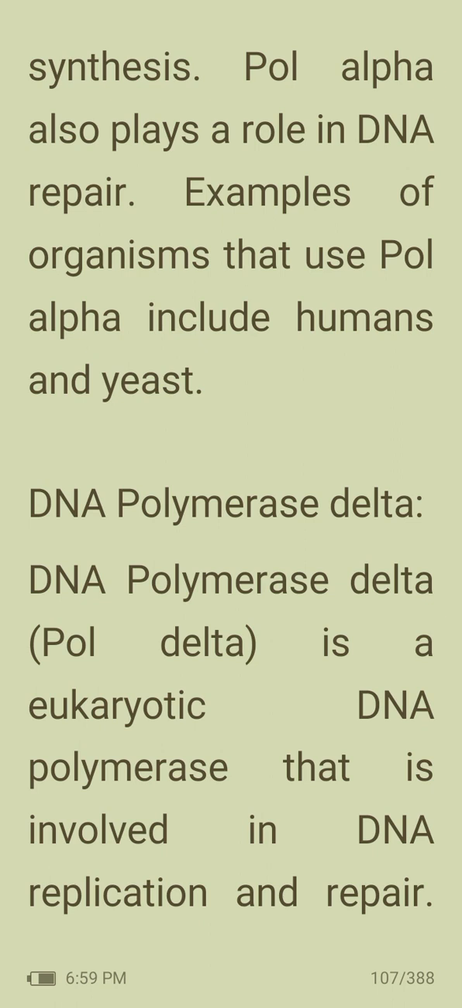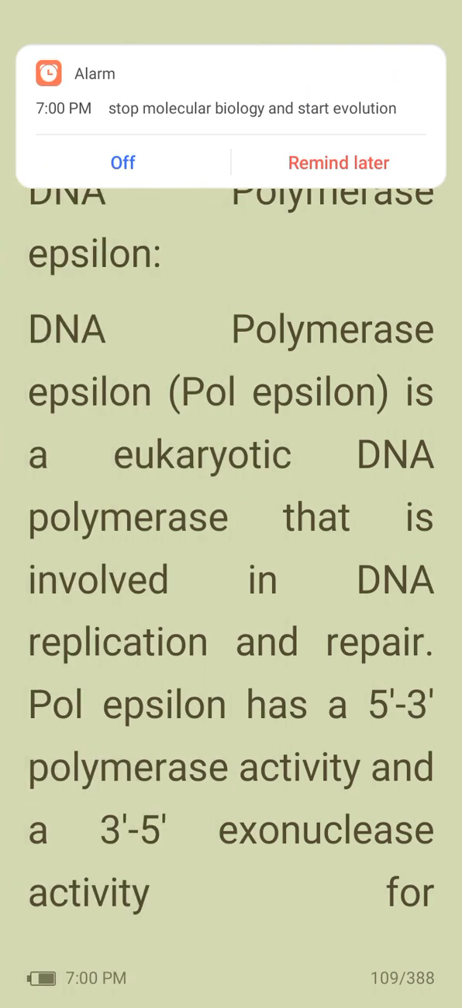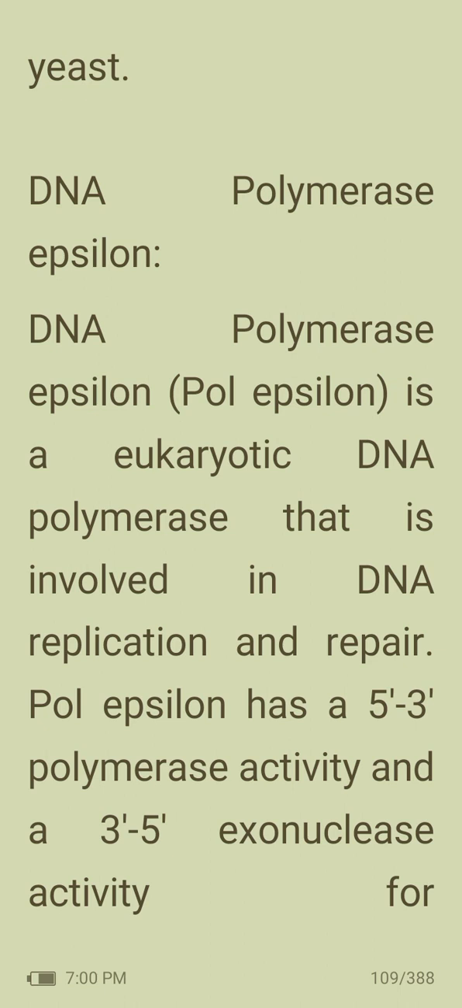Then DNA polymerase delta. DNA polymerase delta is a eukaryotic DNA polymerase that is involved in DNA replication and repair. Pol delta has a 5' to 3' polymerase activity and a 3' to 5' exonuclease activity for proofreading and repair. Pol delta also participates in DNA repair processes including base excision repair and nucleotide excision repair. Examples of organisms that use Pol delta include humans and yeast.